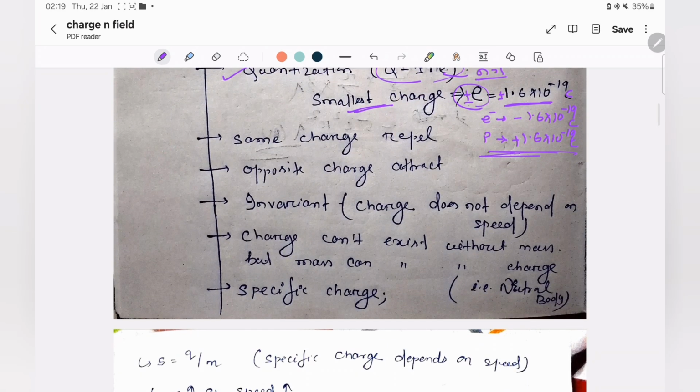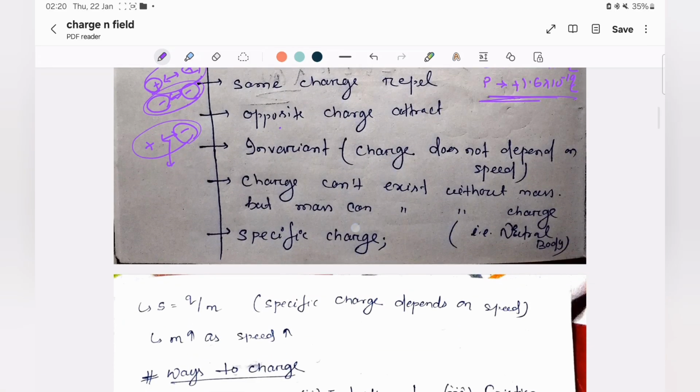Now, like charges repel each other and opposite charges attract each other. If in a system there are two positive charges, they will repel each other, or if there are two negative charges, they will also repel each other. But if in a system we have one positive and one negative, they will attract each other. This force is known as the Coulomb force. The force acting between these charges, positive-positive, positive-negative or negative-negative, is known as the Coulombic force. We will discuss it later.